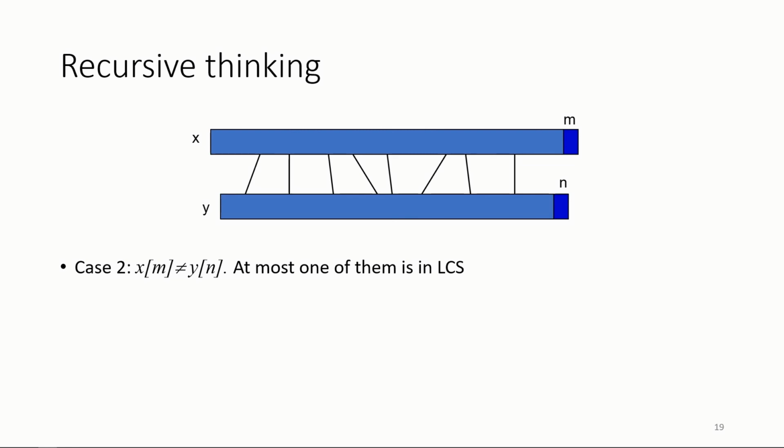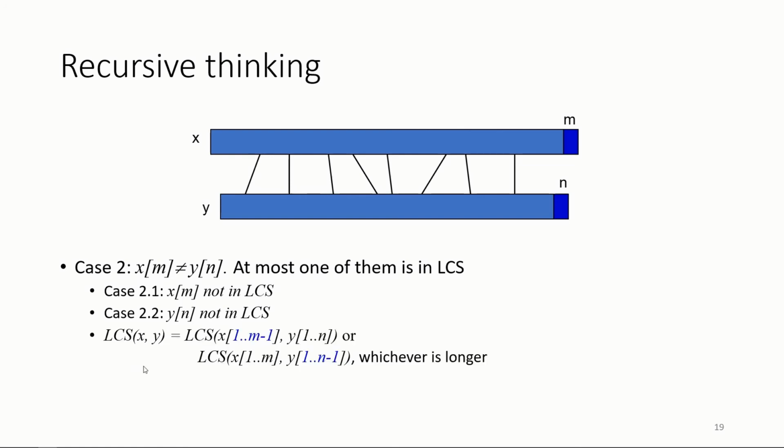When the last two characters are not the same, we can say at most one of them can be in LCS, right? Here we can have two subcases. When xm is not in LCS and when yn is not in LCS. What can we do about these subcases? We can actually figure out both of the cases and then choose whichever one is longest.